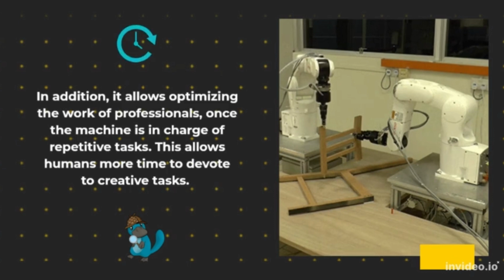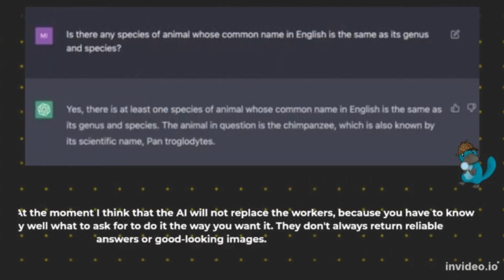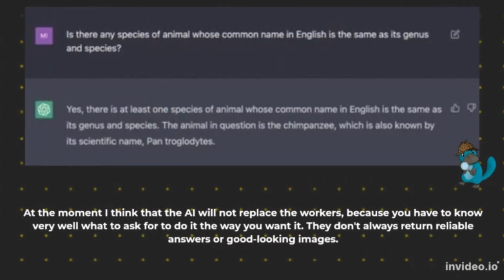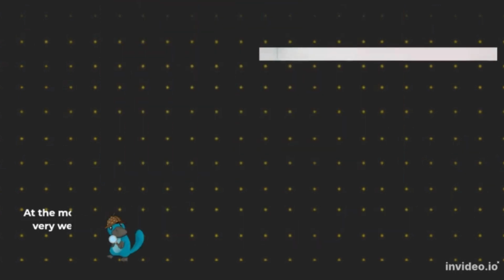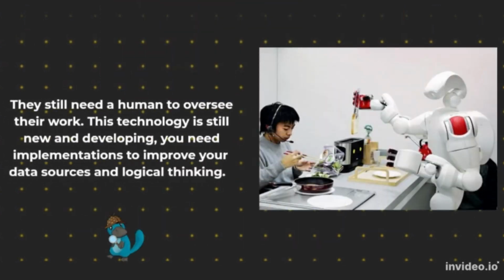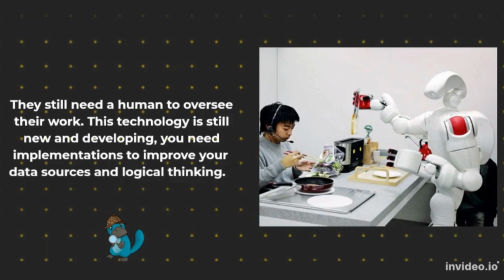At the moment, I think that the AI will not replace the workers, because you have to know very well what to ask for to do it the way you want it. They don't always return reliable answers or good-looking images. They still need a human to oversee their work. This technology is still new and developing. You need implementations to improve your data sources and logical thinking.